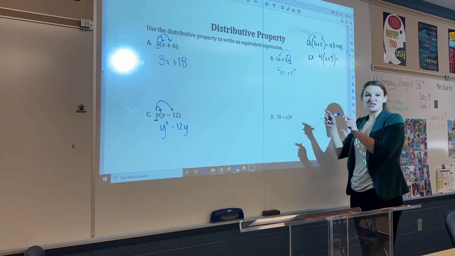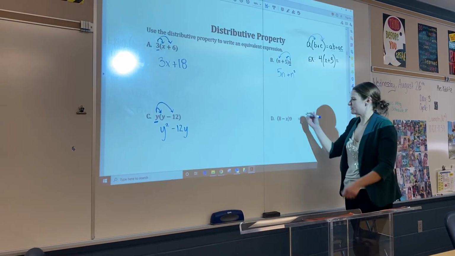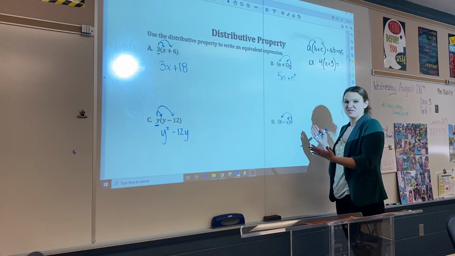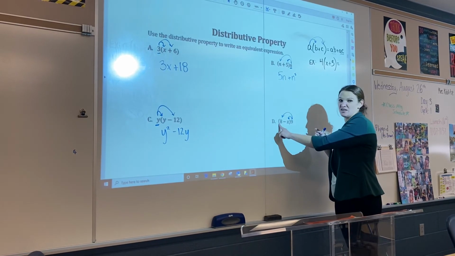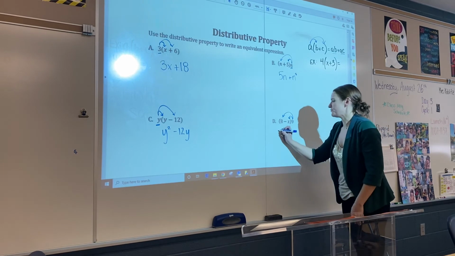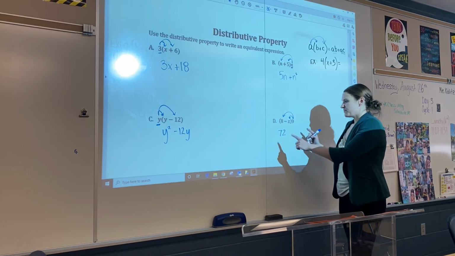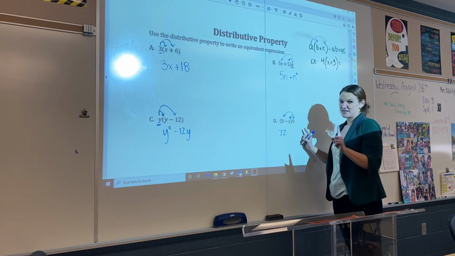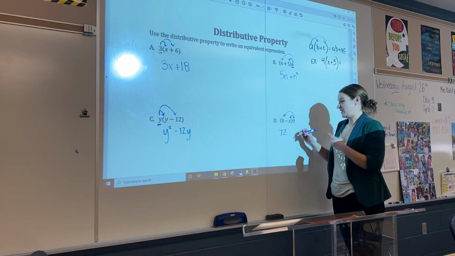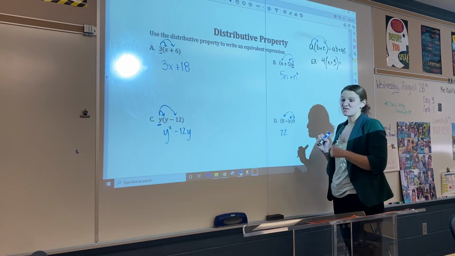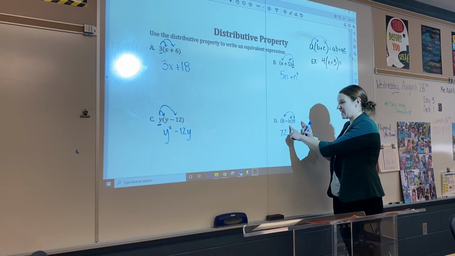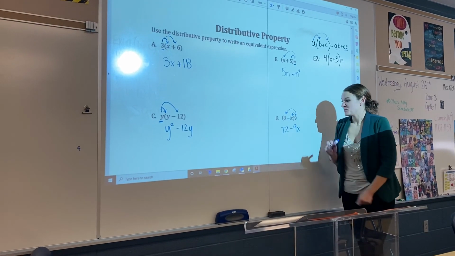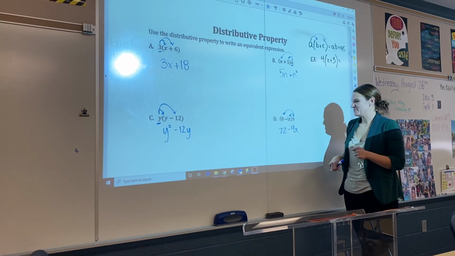Our last one, we're still going to be distributing, but we're going to be going backwards. I really like this example because as you see, we're going to be multiplying 9 times 8, which is a positive 72. Now, we're going to be multiplying 9 times x, but this x has a negative in front of it, so technically, that's a negative 1x. 9 times negative 1x is negative 9x. Those are not like terms, so we don't need to combine them, and we're done.